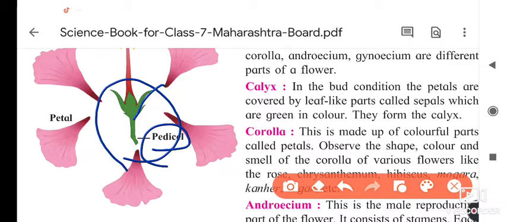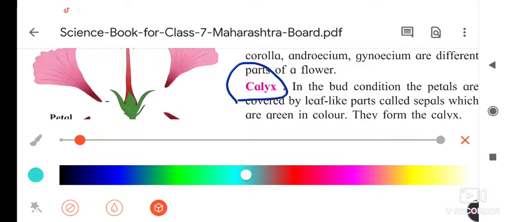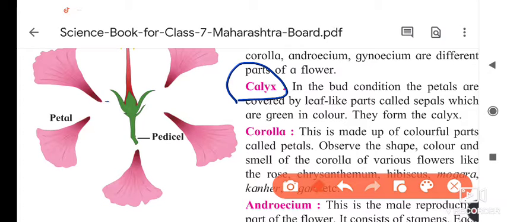And this type is called as a calyx. Next part is corolla.